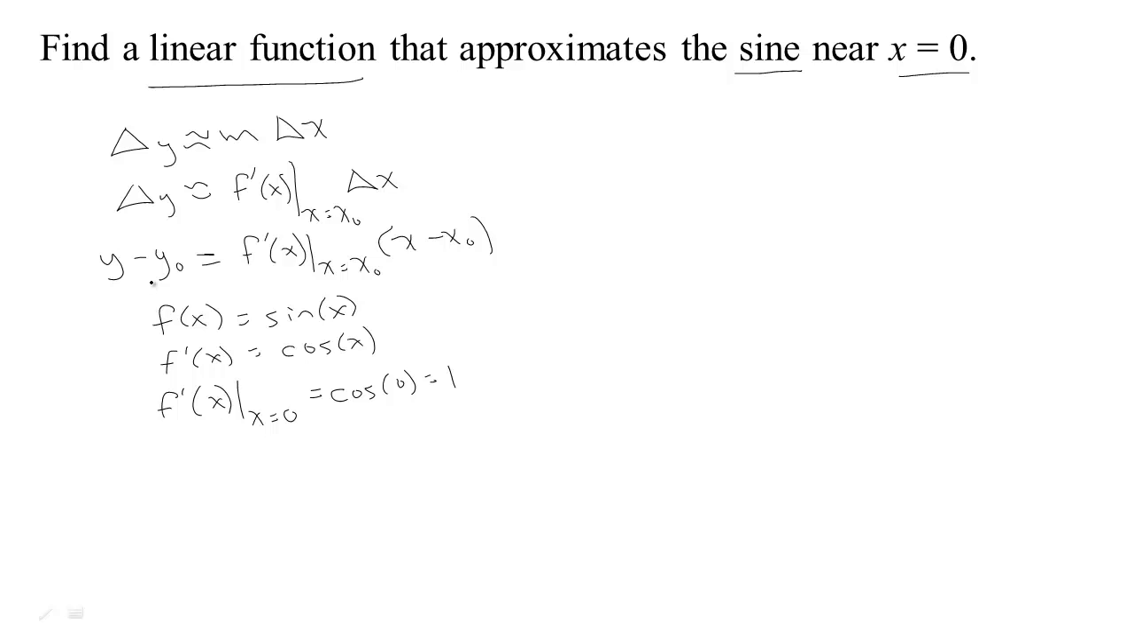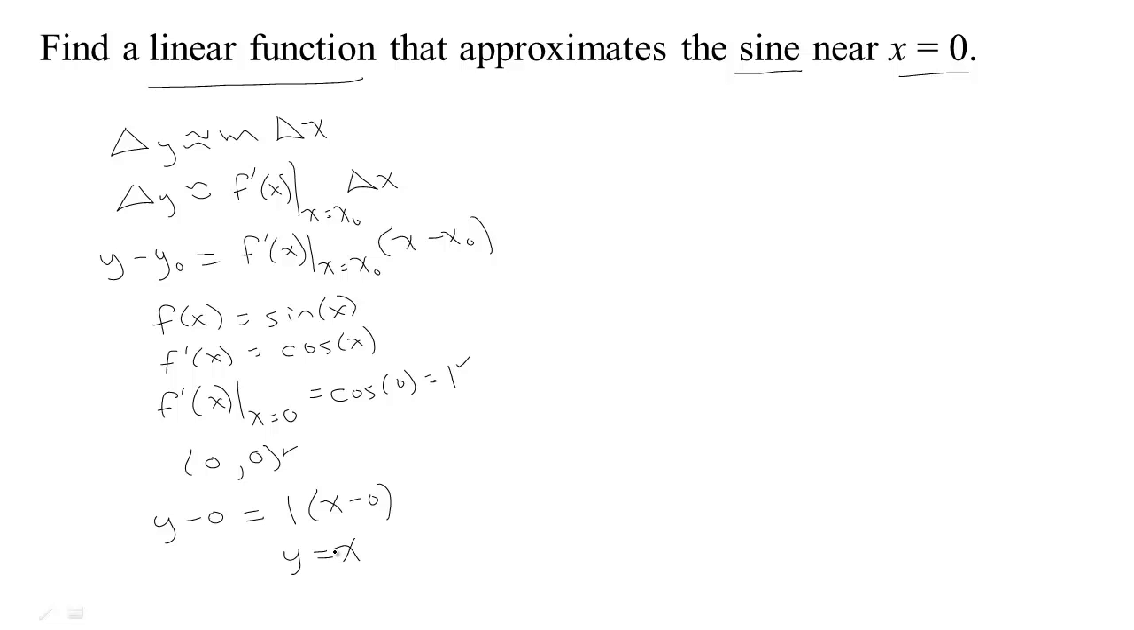We also need a point on the graph, this x naught, y naught, right? Well, we know that when x is 0, the sine of 0 is 0, so we have to find the line with this slope that goes through this point. So the change in y, y minus the initial y value, is equal to the slope, which is 1, times x minus the initial x value. So we get the line, in this case, y equals x.